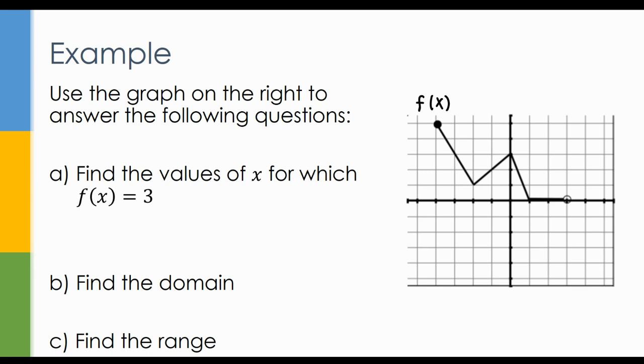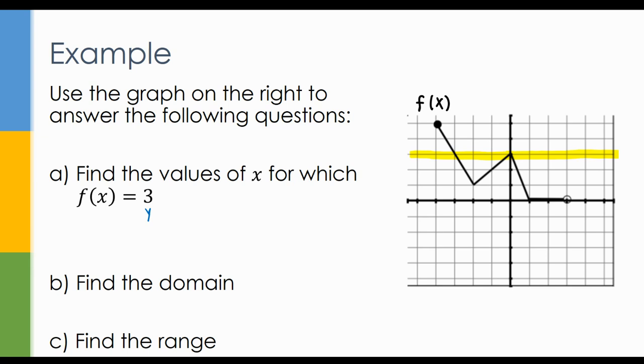Let's take a look at another example. Use the graph to the right to answer the following questions. Part A says find the values of x for which f of x equals 3. So remember, that means that we are given the value for y. I want to find all of the x values for which y equals 3. So if I'm looking at my graph, I'm going to highlight it. Notice that here's 3. So I'm going to do this. That's where all the y's are 3.